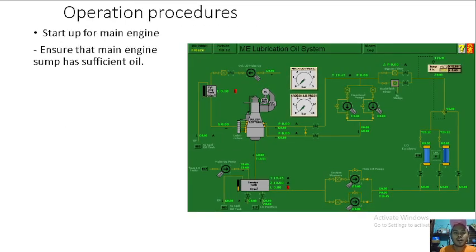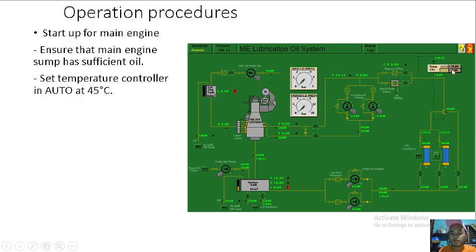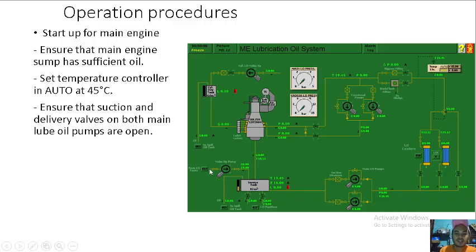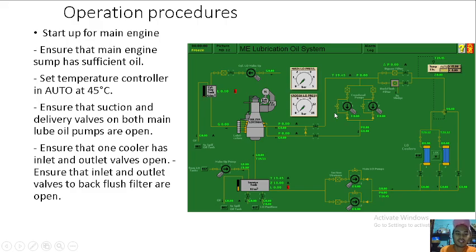So start up for the main engine. These are the operation procedures in starting up for main engine. So first, ensure that main engine sump has sufficient oil. Check the oil level. Set temperature controller to 45 degrees auto. Ensure that suction and delivery valves on both main lube oil pumps are open. And ensure that one cooler's inlet and outlet valves are open. Ensure that inlet and outlet valves to backflush filter are open.